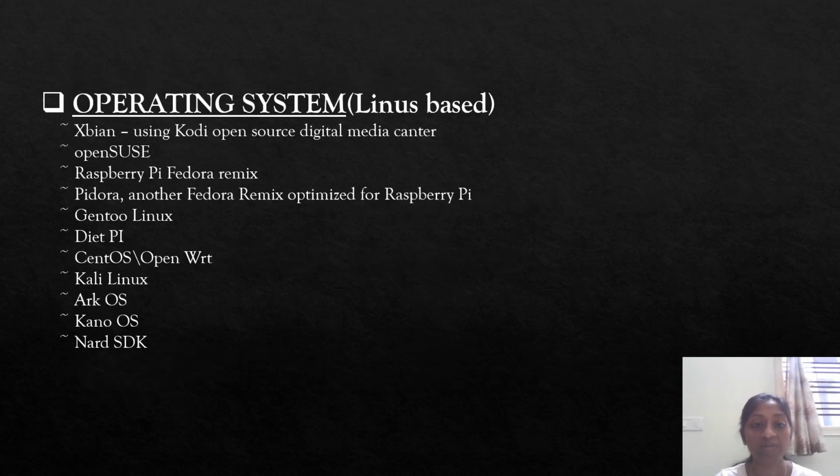Operating systems which are Linux based: Debian, using Kodi open source digital media center, OpenSUSE, Raspberry Pi Fedora Linux, Pidora, another Fedora Linux optimized for Raspberry Pi, Gentoo Linux, DietPi, CentOS, OpenWRT, Kali Linux, Arch OS, Kano OS, Nard SDK.